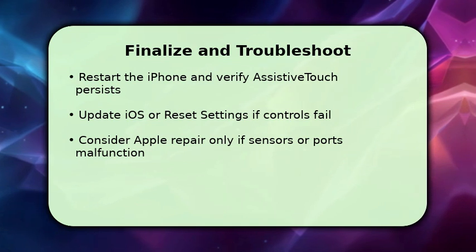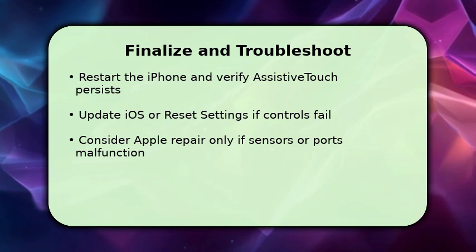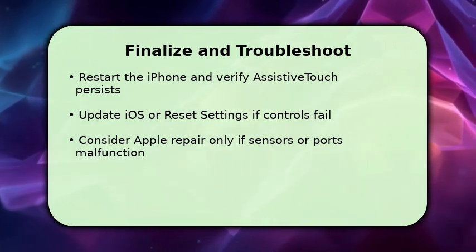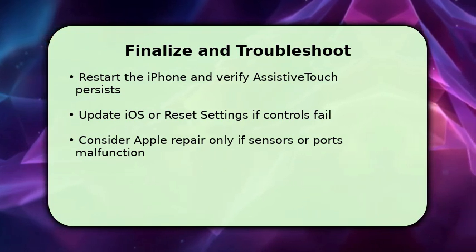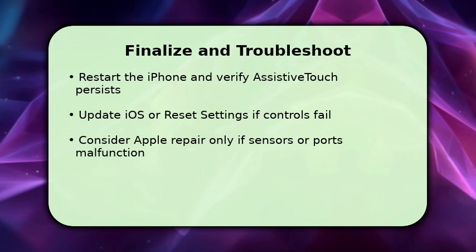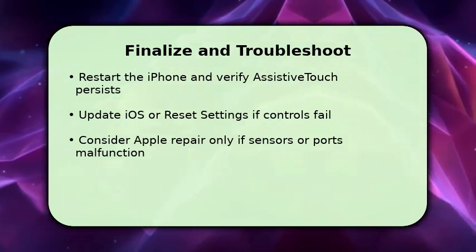Make sure iOS is up to date, because bugs can block accessibility functions. If it still fails, try Reset All Settings as a last software step. If Assistive Touch works but physical behavior or sensors are problematic, schedule a repair. Hardware issues like stuck switches or water damage require technician service.